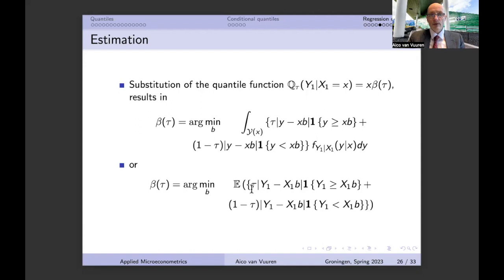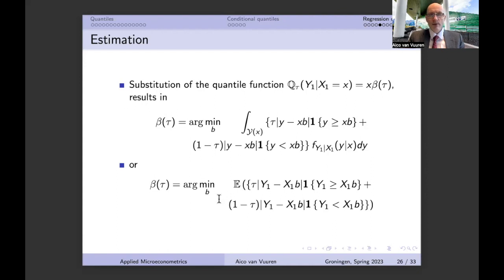Well, this is actually very interesting, because now we see that if we would have known this function, this is a criterion function, a function of b, then if we minimize it, we get beta tau. But that's of course not possible, because we would only be able to know this function the moment that we know the joint distribution of y and x from the data. So we only know it if we would have known the data distribution. That's simply something we never do in econometrics.